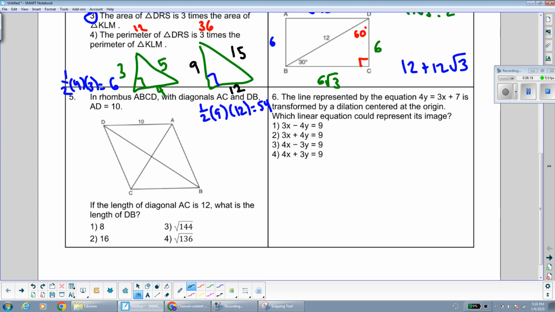For number 5, we're given that the length of diagonal AC is 12. This is a rhombus, so diagonals bisect each other. And not only do they bisect each other, but they are perpendicular to each other, making right triangles. So if this diagonal is 12, then each half is 6. We need the length of DB of the other diagonal. So if we find one piece of the diagonal, then we can multiply by 2 and get the other piece.